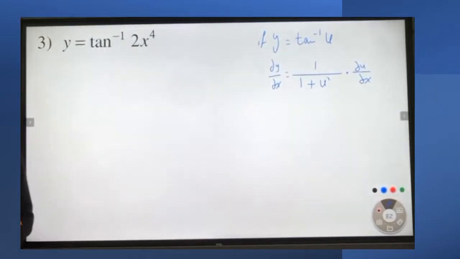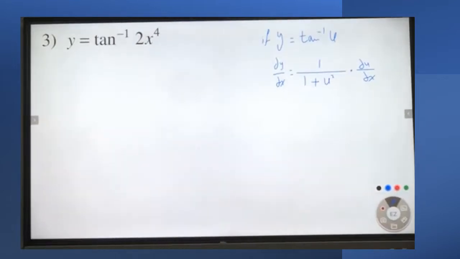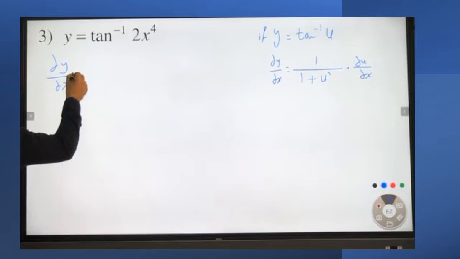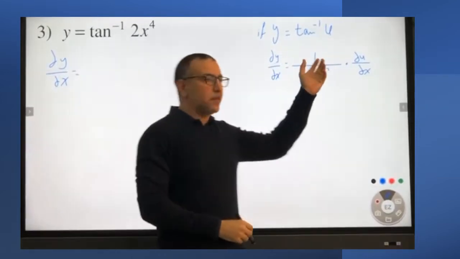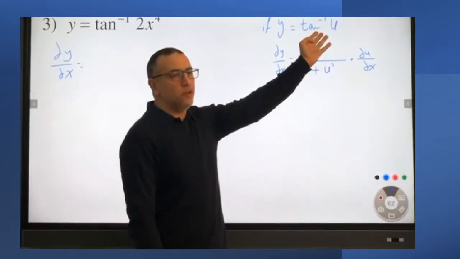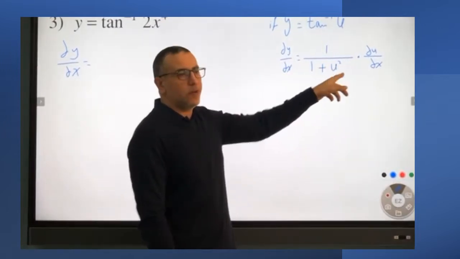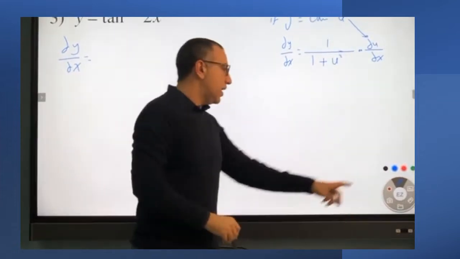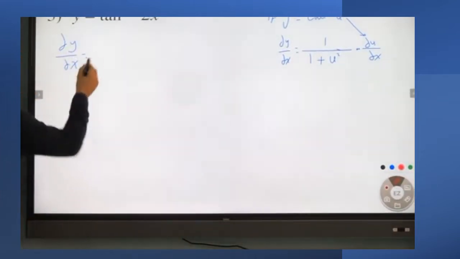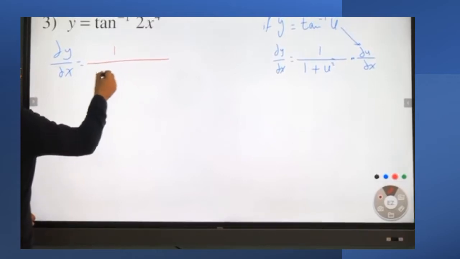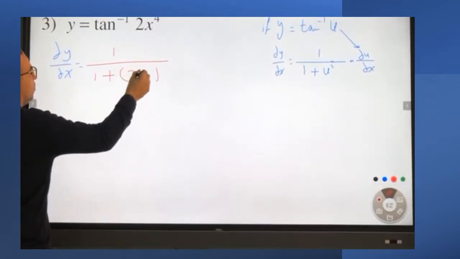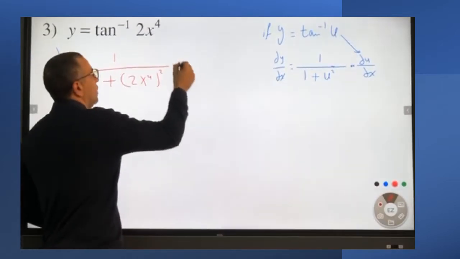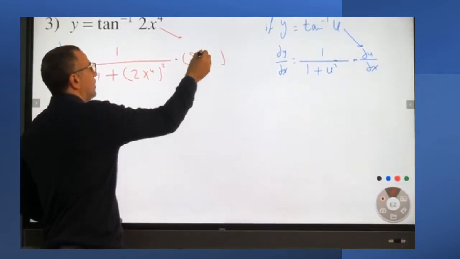y is equal to tan inverse of 2x to the power of 4, and I wanted to find the derivative with respect to x. The rule will be given: y is equal to inverse tan of u, the derivative is 1 over 1 plus the squaring of the function, multiplied by the derivative of the function. Let's apply the rule. So 1 over 1 plus u, 2x to the power of 4, all to the power of 2, multiply the derivative of the function, 8x to the power of 3.